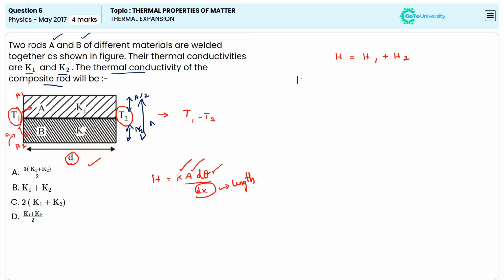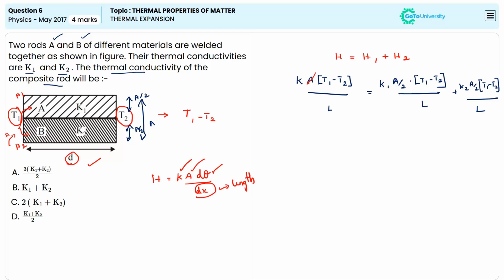So here we can write K A times (T1 minus T2) divided by D will be equal to K1 A over 2 times (T1 minus T2) divided by D, plus K2 A over 2 times (T1 minus T2) divided by D. Here we can simplify the similar terms. All the A's will cancel each other, and the temperature difference as well, and the length as well.